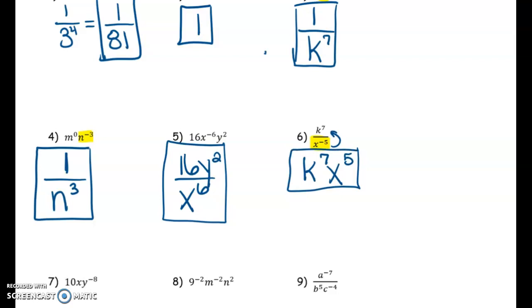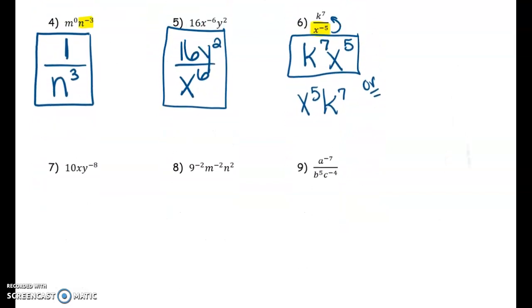So I have k to the 7th, x to the 5th. I could also write that x to the 5th, k to the 7th, doesn't matter. Either one of those answers is okay. But again, the reason I moved the x to the negative 5th is that it had a negative exponent. I have to make it positive by taking it to the top. K to the 7th stays where it was because it had a positive exponent.